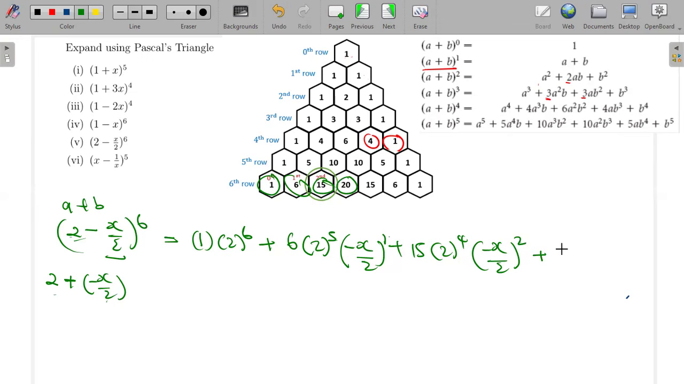So next, you get 20, that's your coefficient, and then you have 2 now to the power 3, and then you have negative x over 2, raised to the power 3. So 3 plus 3 gives us 6. So we are on track.